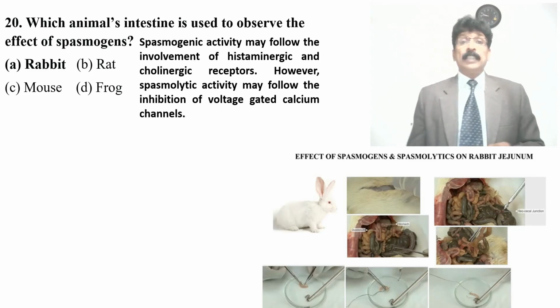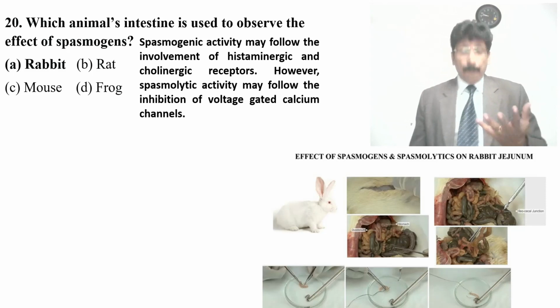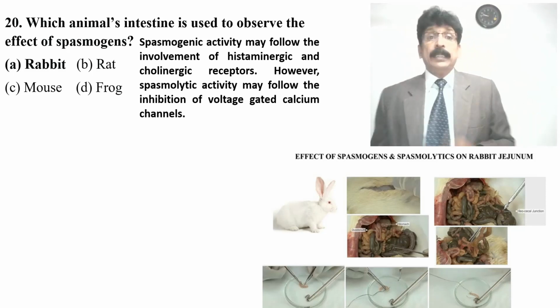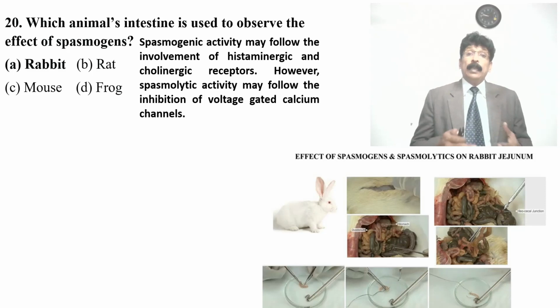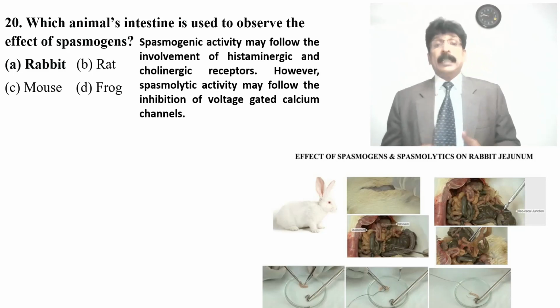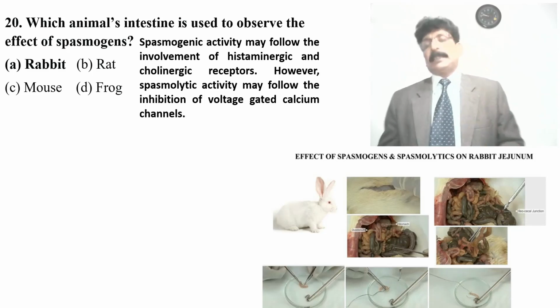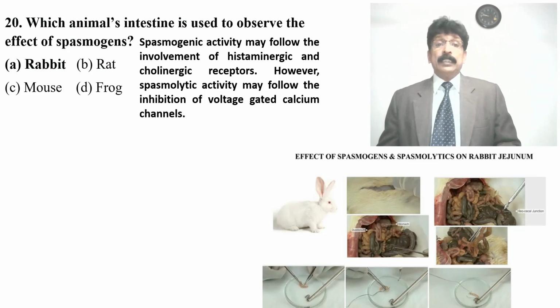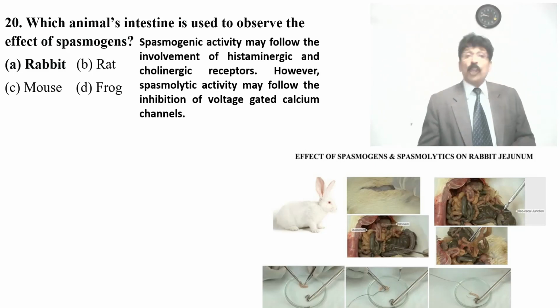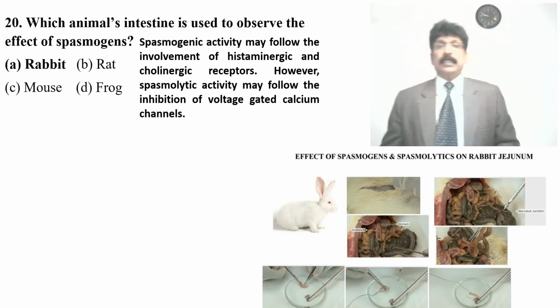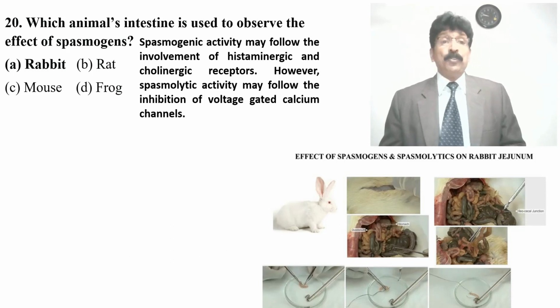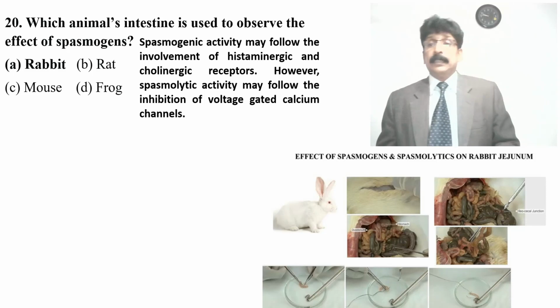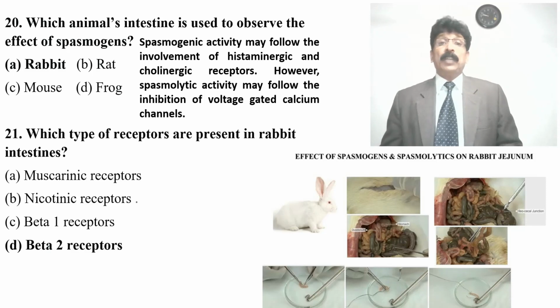Spasmogenic activity may follow the involvement of histaminergic and cholinergic receptors. However, spasmolytic activity may involve the inhibition of voltage-gated calcium channels. So the experimental animal you have to use is the rabbit, and the isolated jejunum can be observed.